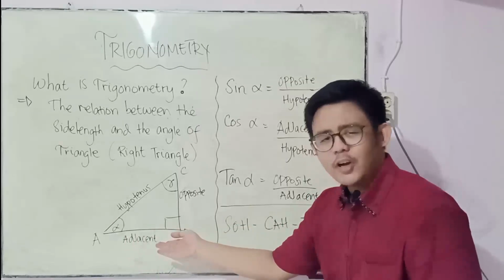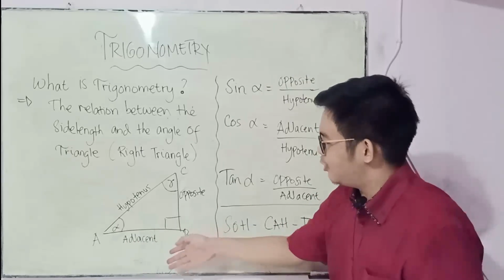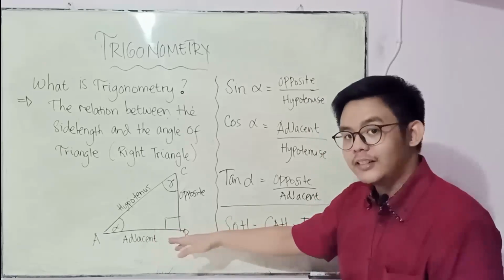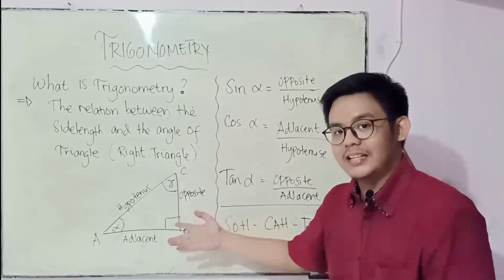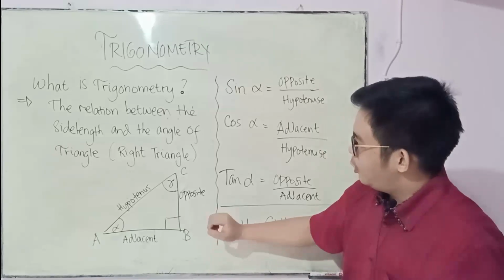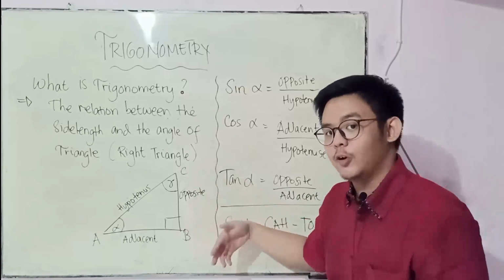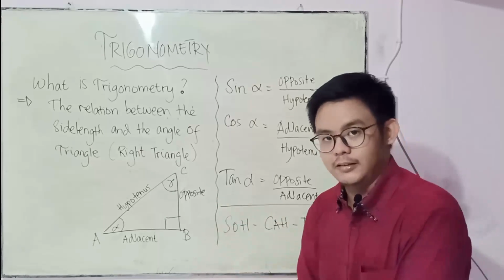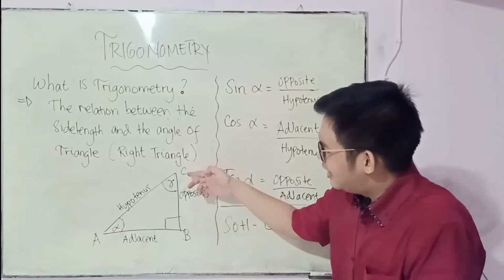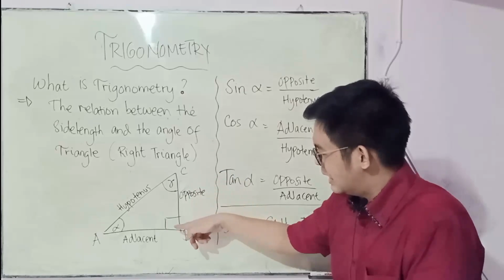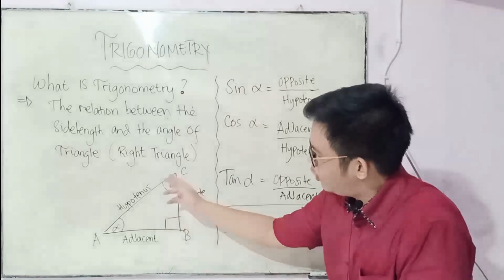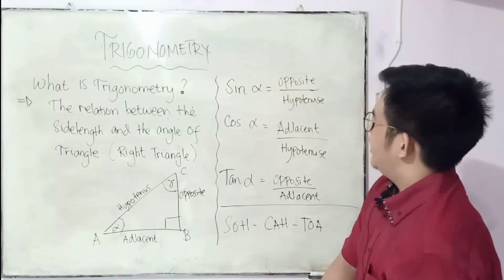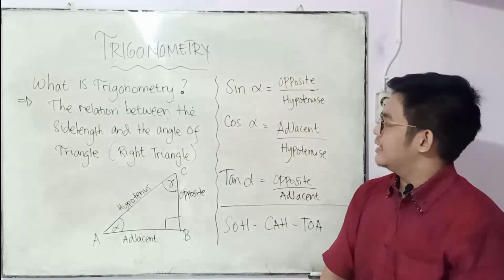Usually we call this the base of a triangle, but in here we call it the adjacent because this side is adjacent to this angle. And we have the height. We usually call it the height, right? But in here we call it opposite. Why? Because this line is opposite this angle, and here this is the hypotenuse. So okay, let's now go to the sine.